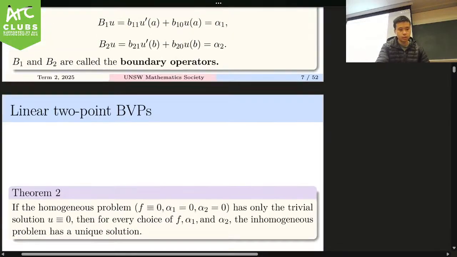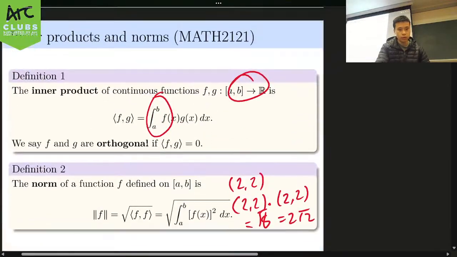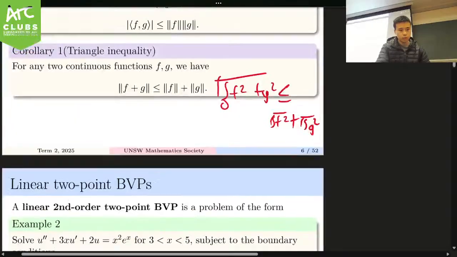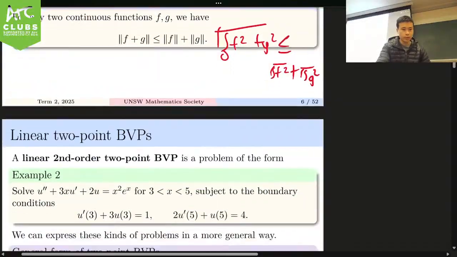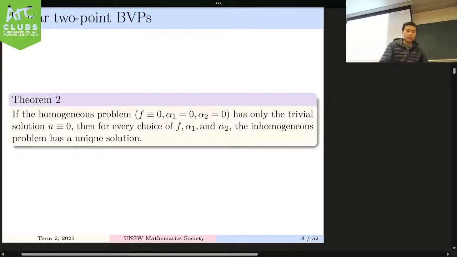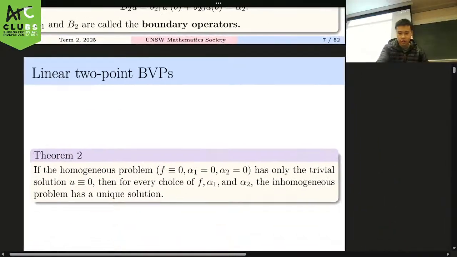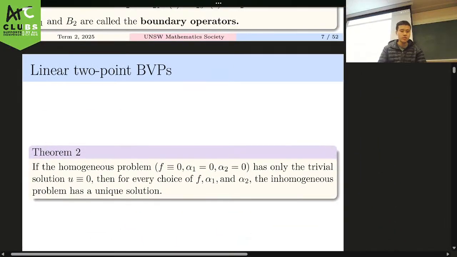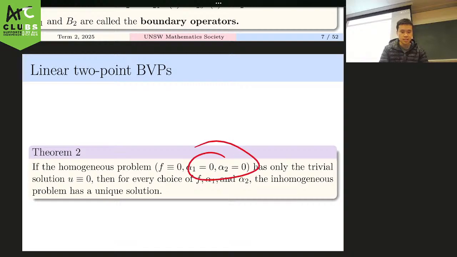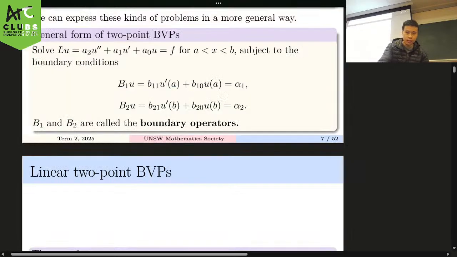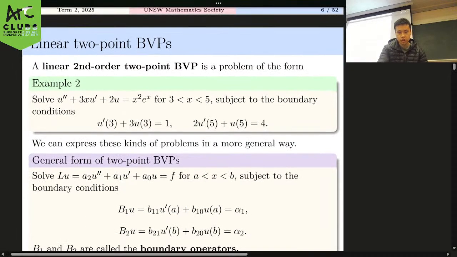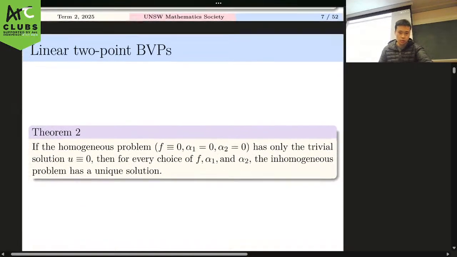There's another theorem. What's theorem 1? Oh, that one, the Cauchy-Schwarz. Right. The homogeneous problem. Remember, homogeneous is the one where f is 0, so you don't have the forcing term. So f is 0, and then all these alphas, what you subject your boundary operators to be, must all be equal to 0.